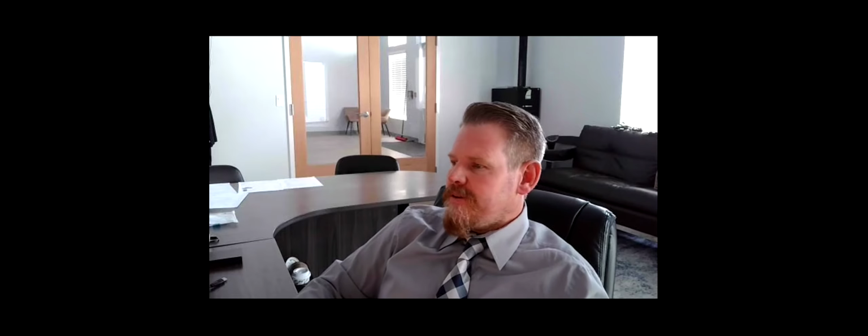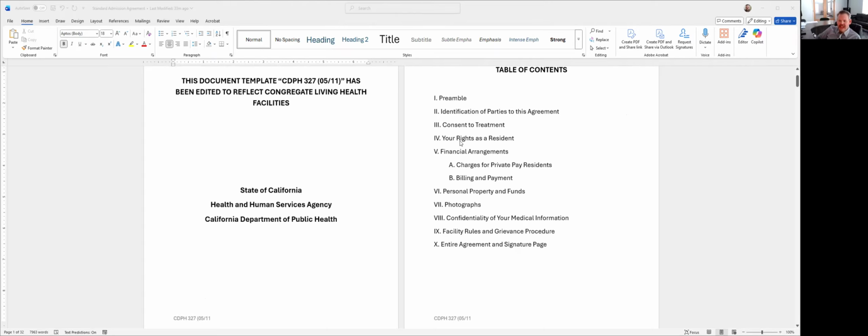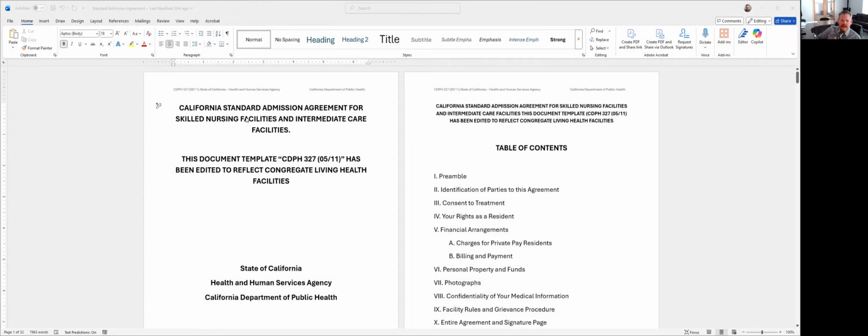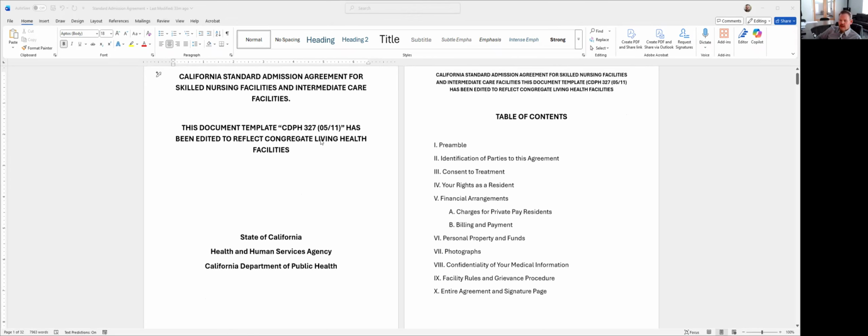The last thing I want to show you guys is this standard admission agreement. I'm going to open it up now and share it as well. In our facility, we have a 32-page document that comes from the CDPH 327 form. We have made some modifications to this form for things that pertain directly to the congregate living health facility. We are a CLHF, okay?